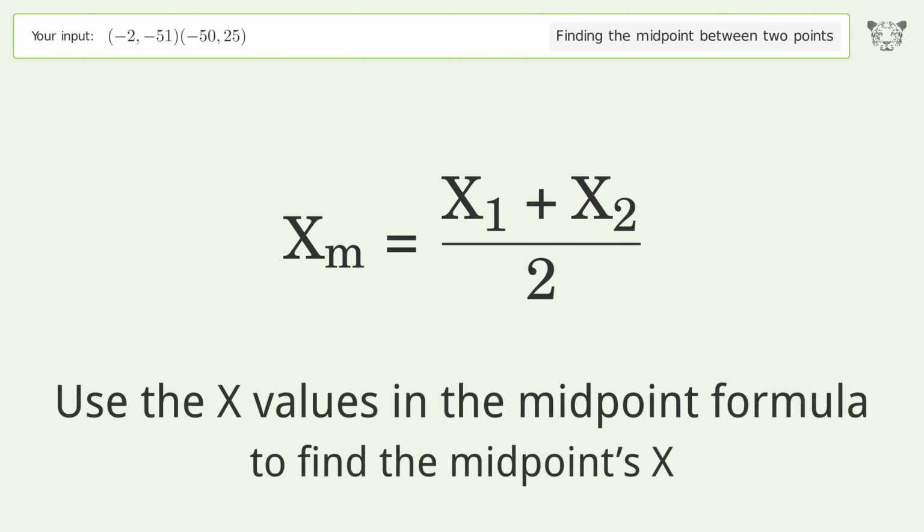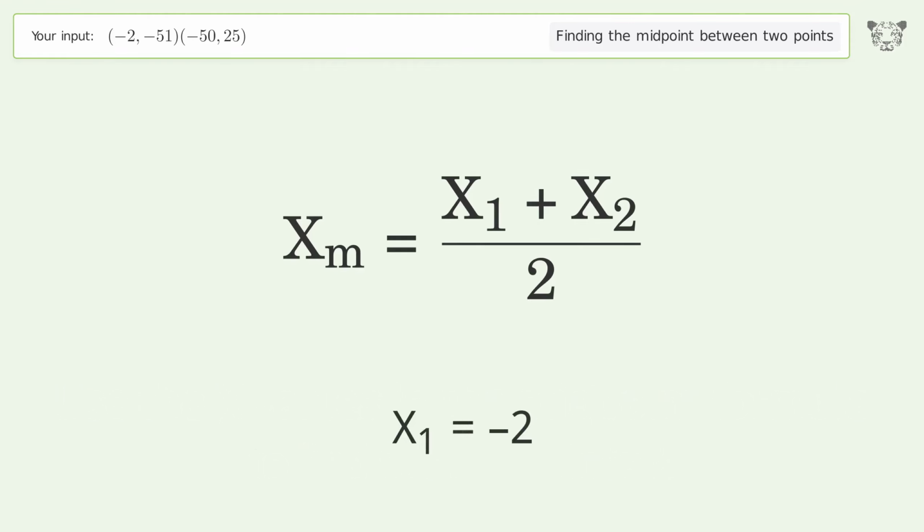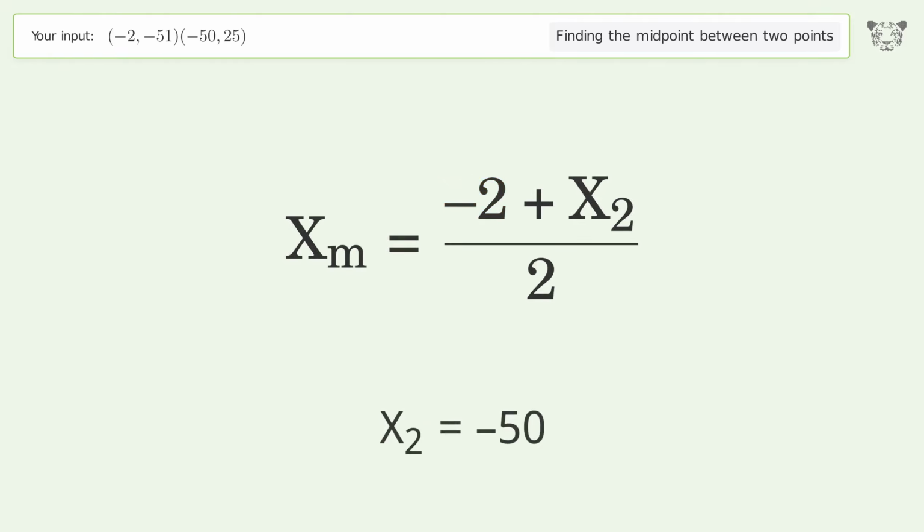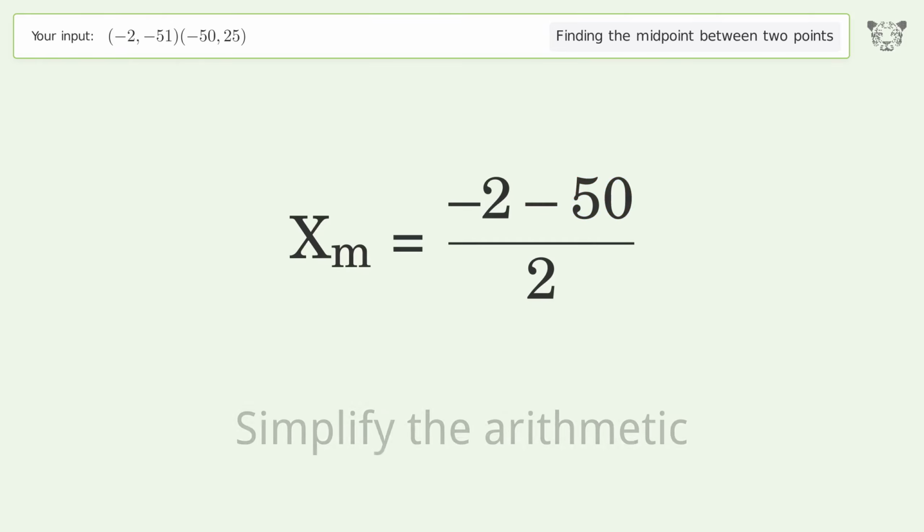Use the x values in the midpoint formula to find the midpoint's x. x1 equals -2. x2 equals -50. Simplify the arithmetic.